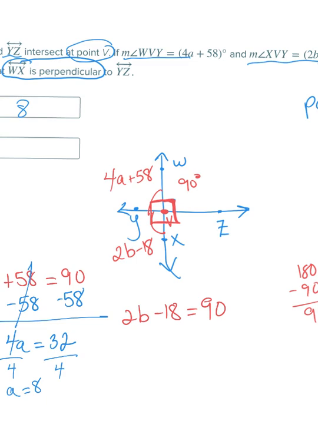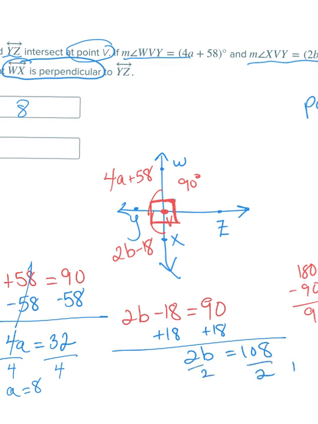Here, our second expression, 2b minus 18, we move our constants or numbers to the right side. I'm going to add 18 to both sides, giving me 2b equal to 108. Divide by 2, so b equals 54.